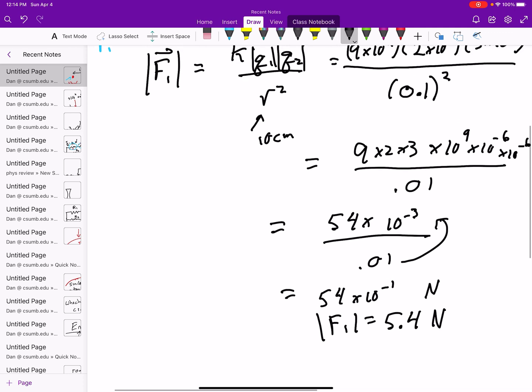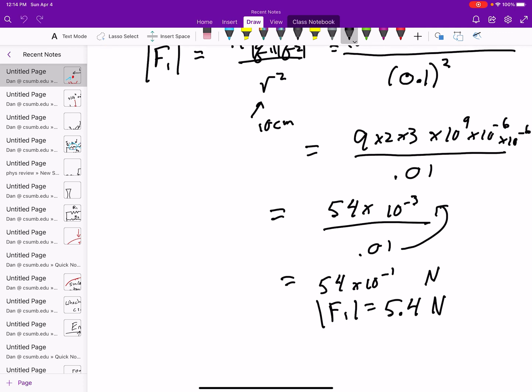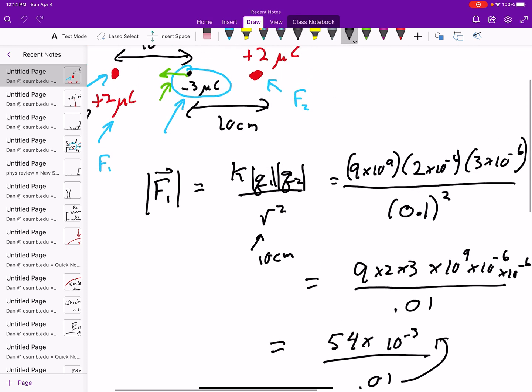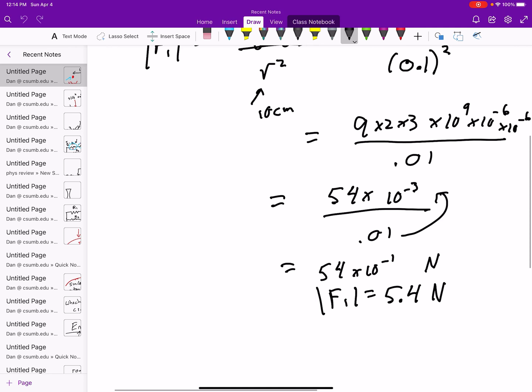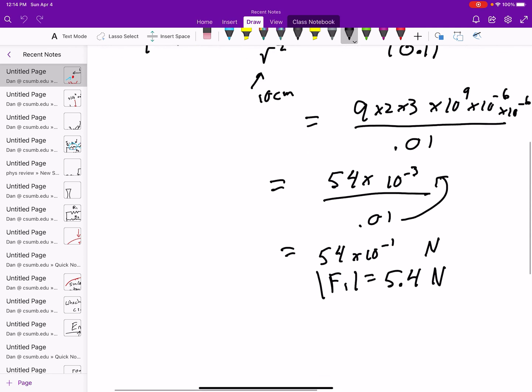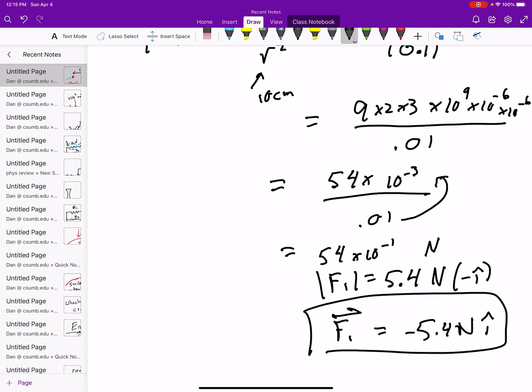Okay, and the direction of F1 is, we already said it's an attractive force, so the minus 3 microcoulombs is going to be attracted to the plus 2 microcoulombs, so it's going to have a sign of negative I hat. So I could say F1, the actual force F1, is equal to negative 5.4 newtons I hat. Okay, that's the first part of the problem.